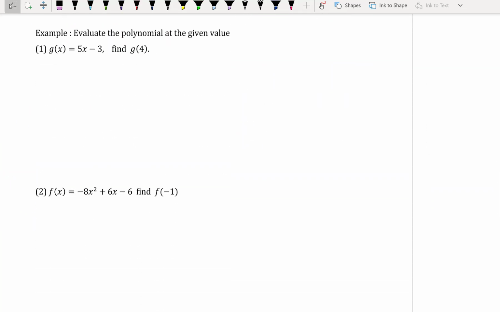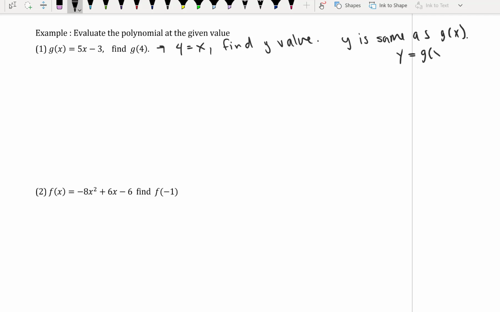Now, for our next example, it says evaluate the polynomial at a given value. So what is this exactly saying? We have a function g, which is just 5x minus 3. So find g of 4, what does that represent? Well, this is actually saying that 4 is equal to x, so find my y value. And don't forget that your y value is the same as my g of x. Those two are equivalent. So y is the same as g of x.